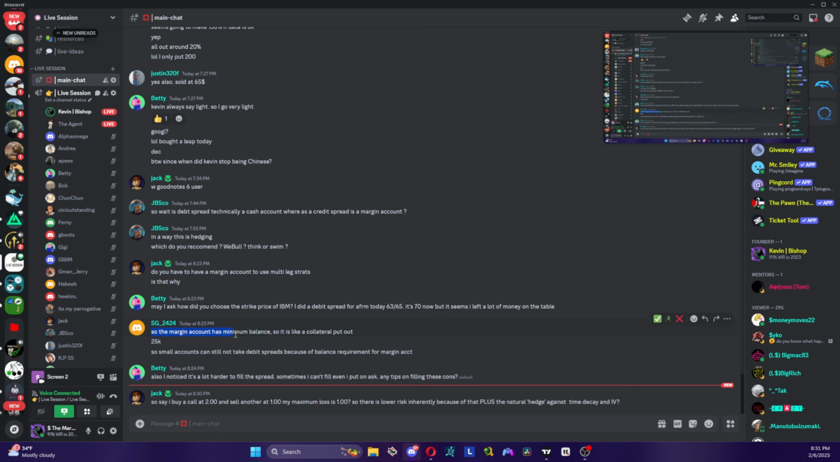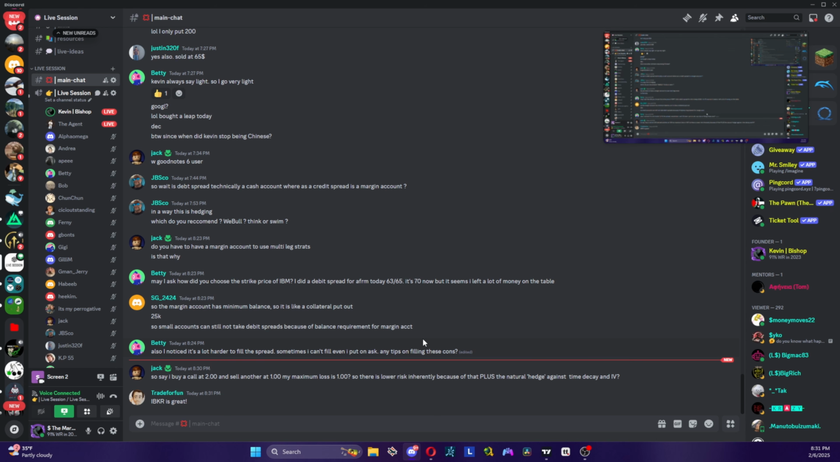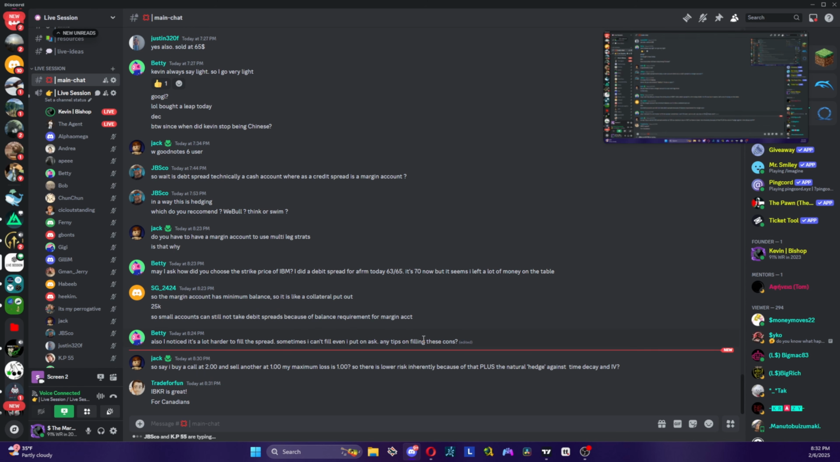So the margin account has a minimum balance, like a collateral put out, 25K. So small accounts cannot take debit spreads because of balance. That's not true. You don't need to have a minimum of 25K to trade a margin account. You need a minimum of 25K to avoid the PDT rule, which basically limits how many day trades you can take. The 25K is the minimum balance you need to avoid the PDT rule. You can start a margin account.